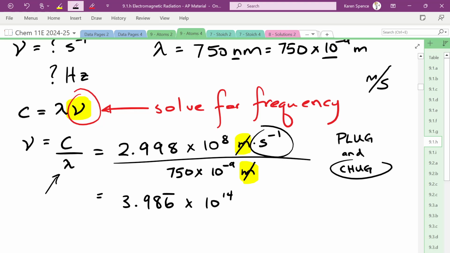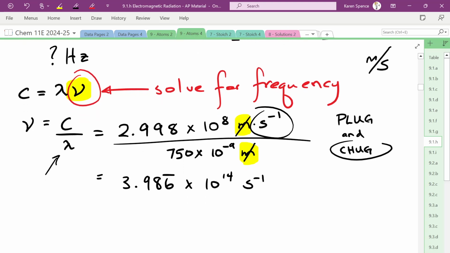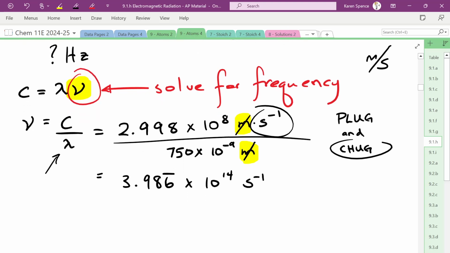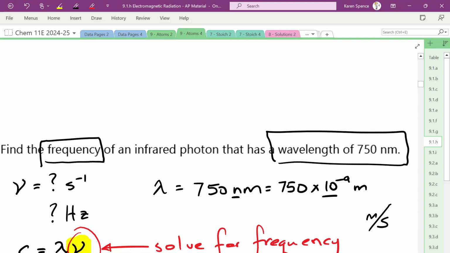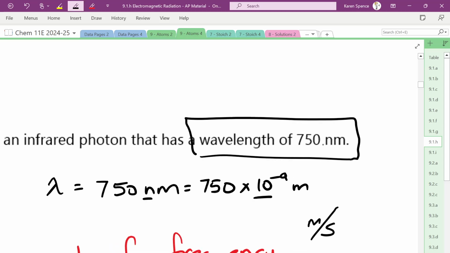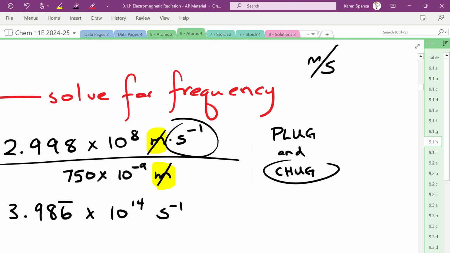And my unit, the only unit I have left, is seconds to the -1 or hertz. So now we need to put this to how many sig figs? Let's see, what is the 750? Honestly, I feel like this would be 750 with a dot. Do you know what I mean? I feel like that's what they meant. So we're going to go to 3 sig figs.